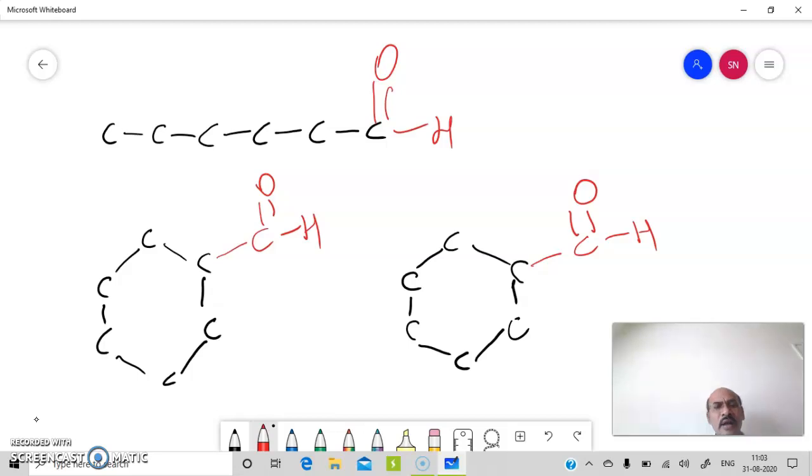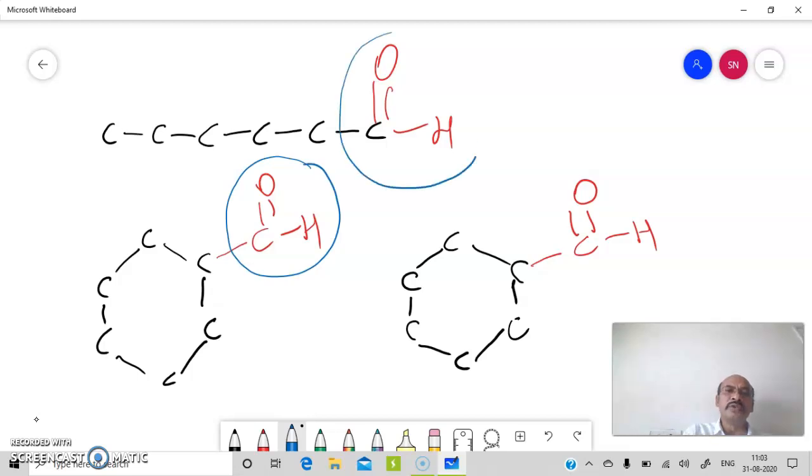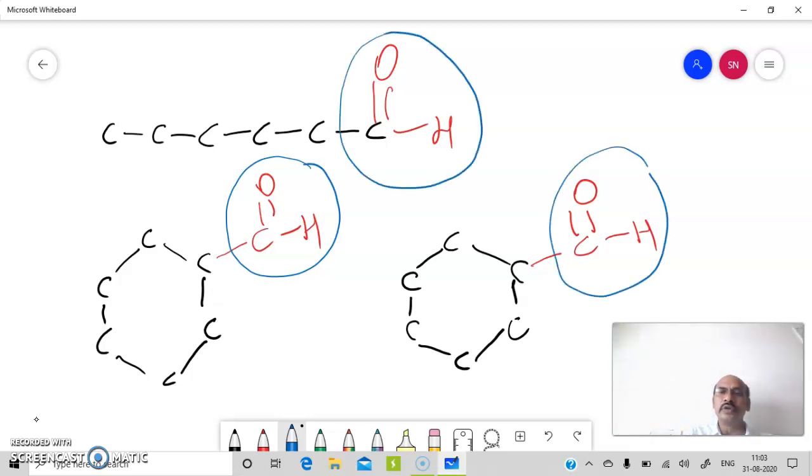So all these are aldehyde molecules. Why are all these aldehyde molecules? Since they contain the aldehydic group, C double bond OH. So aldehydic groups are there in all these molecules. But see what the carbon skeletons are. And for the remaining valencies, I am putting hydrogens here.